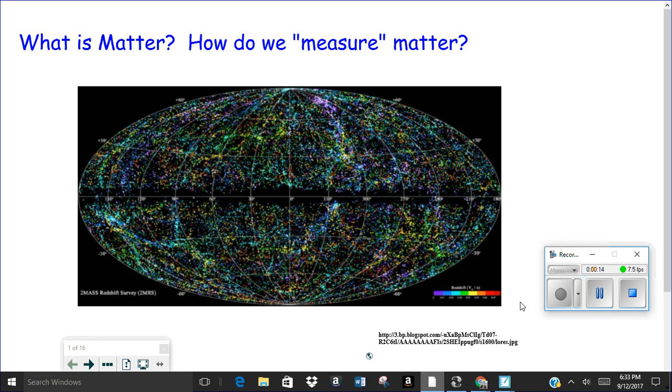I decided to start the video with this picture. This picture was taken in 2013. It's a redshift map of the leftover radiation from the Big Bang. If you think about it, all the matter that we will ever know is inside this ellipsoid. So when we're talking about matter, we're talking about everything inside this ellipse.